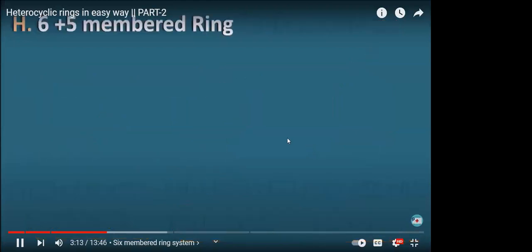Now let us go with the 6 plus 5 member ring system. Okay, so now we are moving to something else. We are moving to polycyclic rings. A polycyclic ring is a ring structure that contains more than one ring. See, when benzene stands on its own, it's a monocyclic compound. The minute it becomes bonded to another ring, now we call it a polycyclic compound. So we are doing both of them together right now.